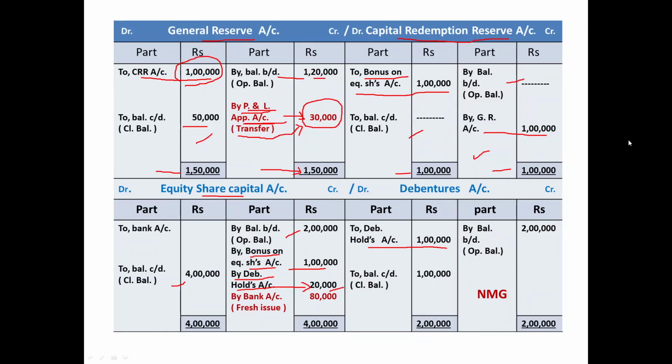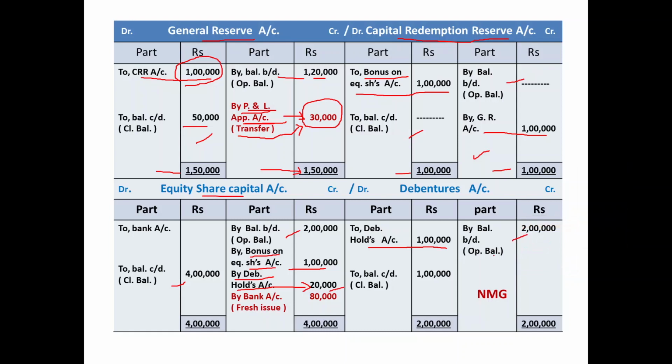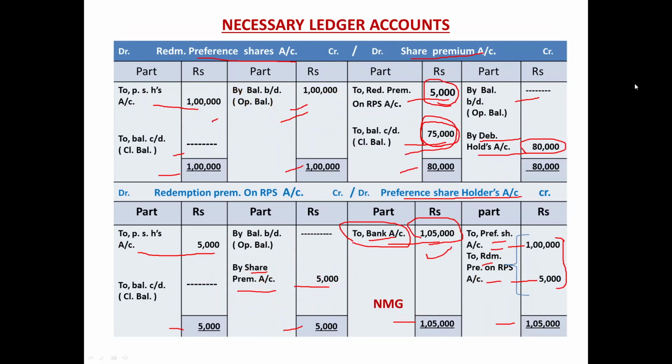Let us verify the cash flow impact. Does it affect the cash flow? No. सिर्फ डिबेंचर का कन्वर्जन किया है इक्विटी शेयर कैपिटल अकाउंट में. Debentures account opening balance 2 lakh, closing balance 1 lakh. This is the posting. The account is over. It doesn't affect the CFS. 20,000 credited to equity share capital account and 80,000 credited to share premium account. Now the share premium account is over. 80,000, 80,000. Nothing is there that can affect the cash flow.